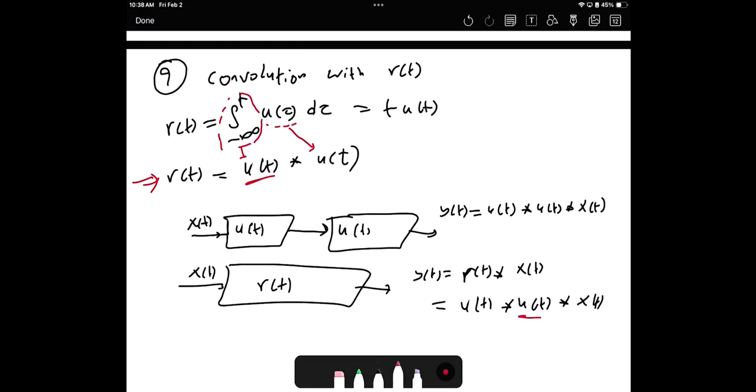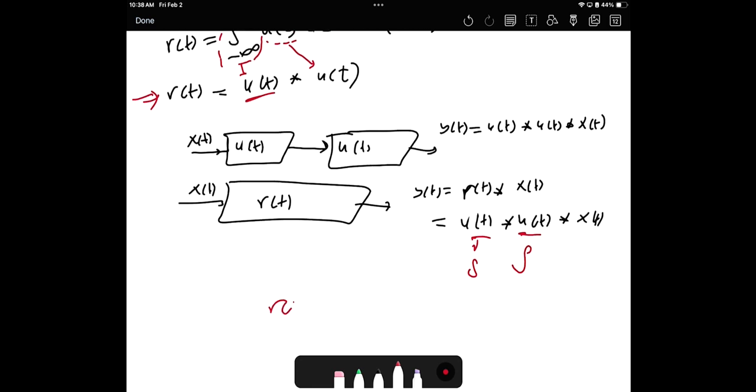Now, the first u of t is an integral, the second u of t is an integral, therefore r of t looks like a double integral. Okay, because u of t convolved with u of t: the first u of t will do the first integral, the second u of t will do the double integral. Okay?